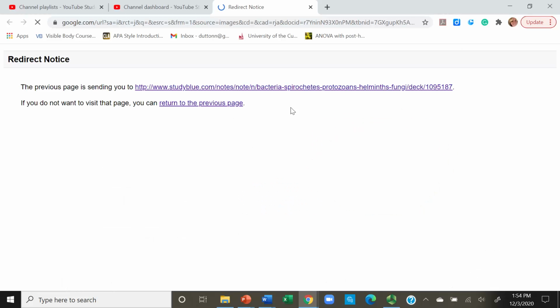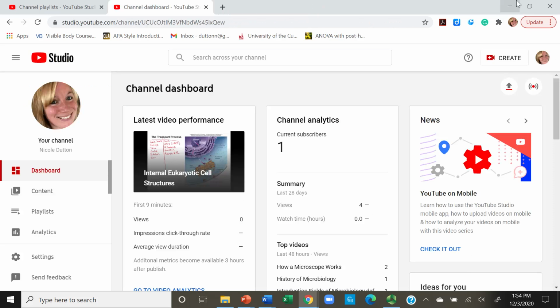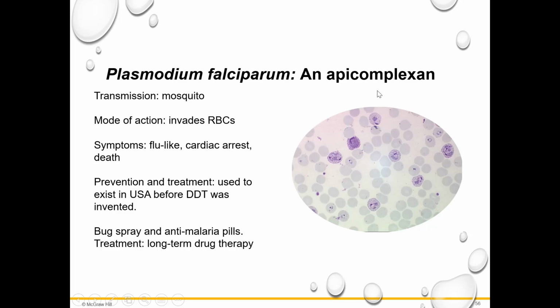You're also going to see a large number of eosinophils. If you remember, eosinophils are associated with parasitic infections. You're going to see more eosinophils because this patient is infected with a parasite.